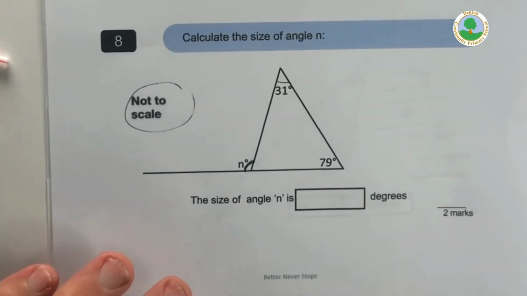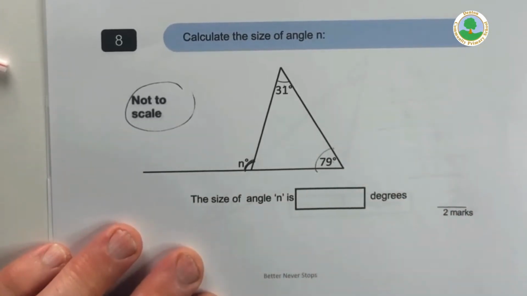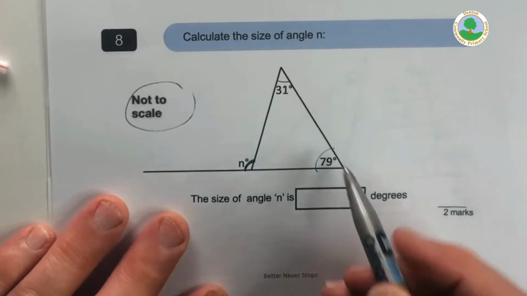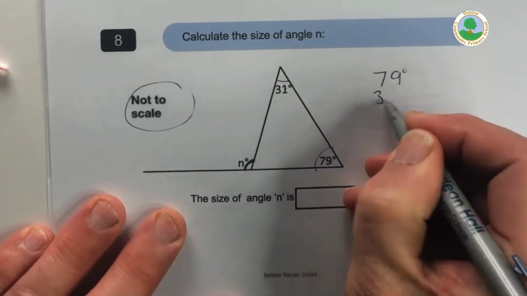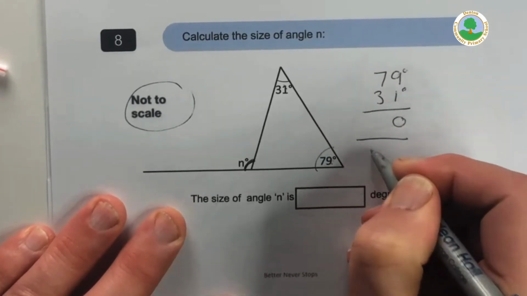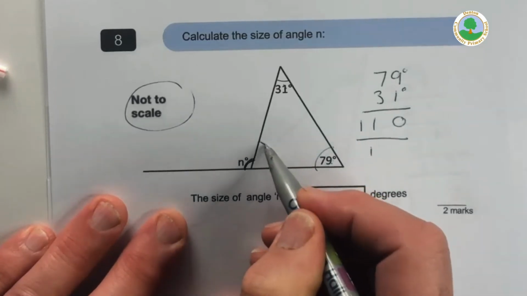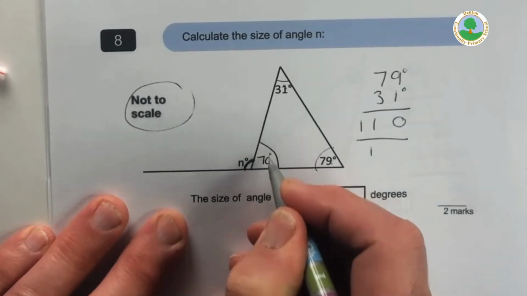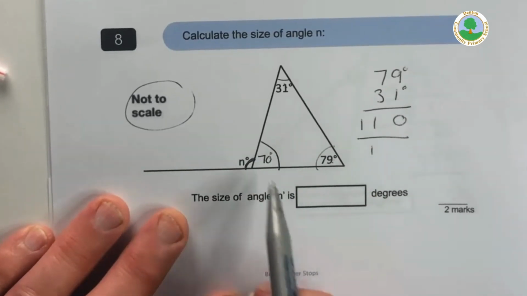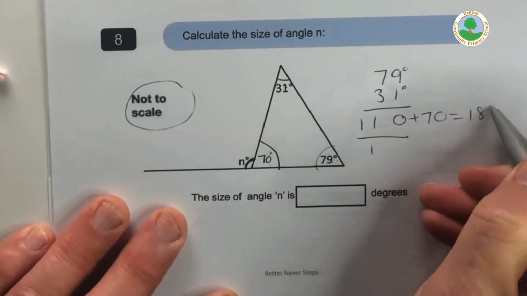Be careful. There's a trap here that you could just go, oh, well, I'll just take that and that away from 180. No, actually, not right, because 31 and 79 add up to 110 degrees. So in the triangle, there's 180. So that's the other angle in the triangle. So that must be 70 degrees. Because 70 and 31 and 79 is going to give me the 180.